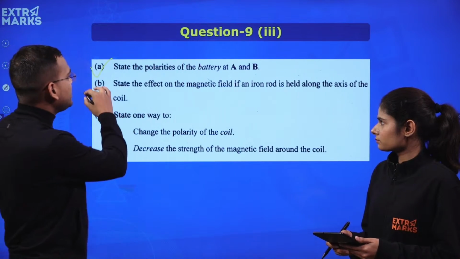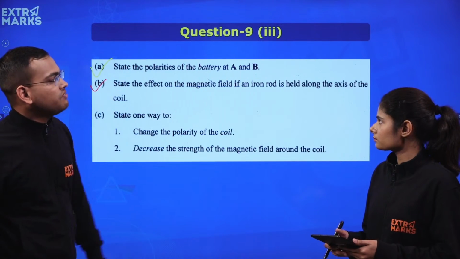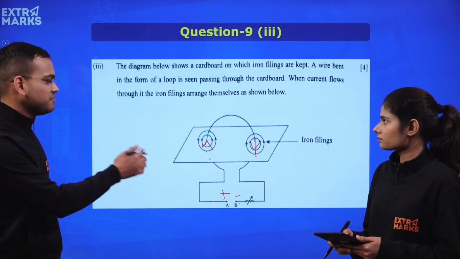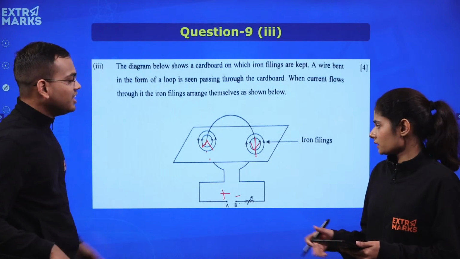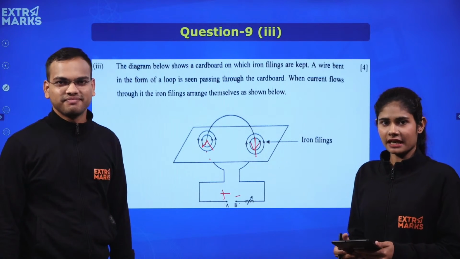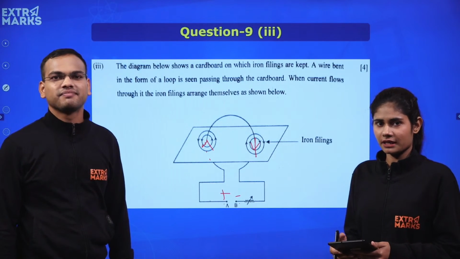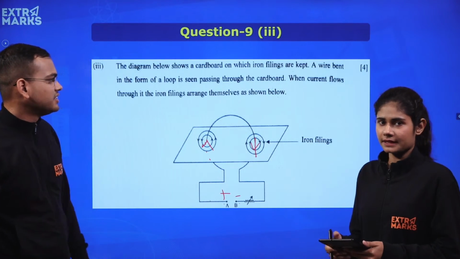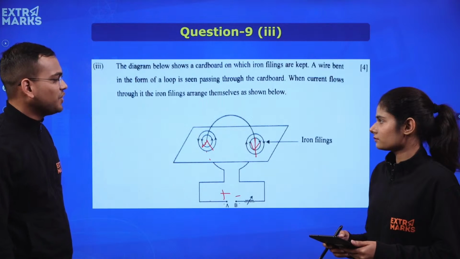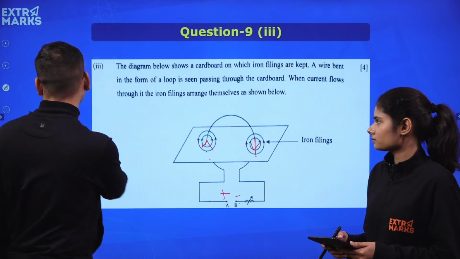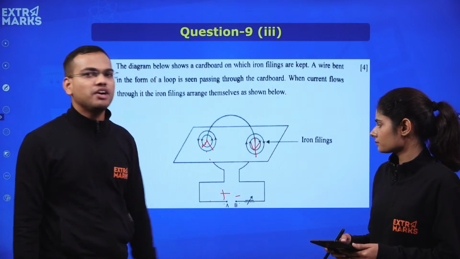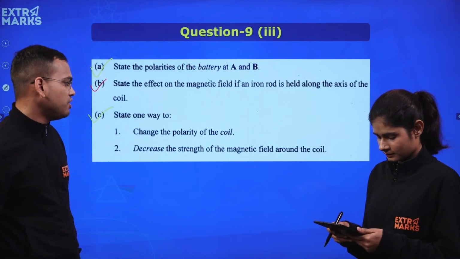Now the second part is to state the effect on the magnetic field if an iron rod is held along the axis of the coil. Even if you put any iron rod in it, it will just increase the magnetic field. Basically, it will work on the strength of the magnetic field, so it would be an increase in that. Now state one way to change the polarity of the coil. Very simple. If you change the terminals of the battery, then the polarity of this coil will also change.